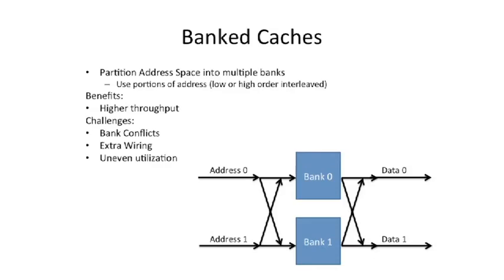Questions so far about banking, why we want to bank? This is a pretty common thing to do. So a good example of this is if you go look at the Niagara processor, which is a Sun microprocessor, the first Niagara had 8 cores. And if you go look at their cache structure, they had 8 banks of the cache. So it was a relatively heavily banked cache in their last level of cache.